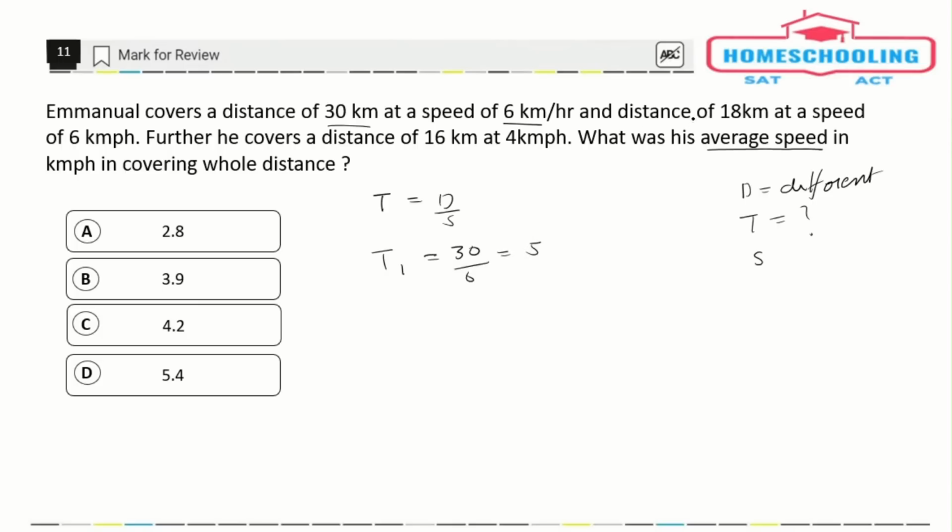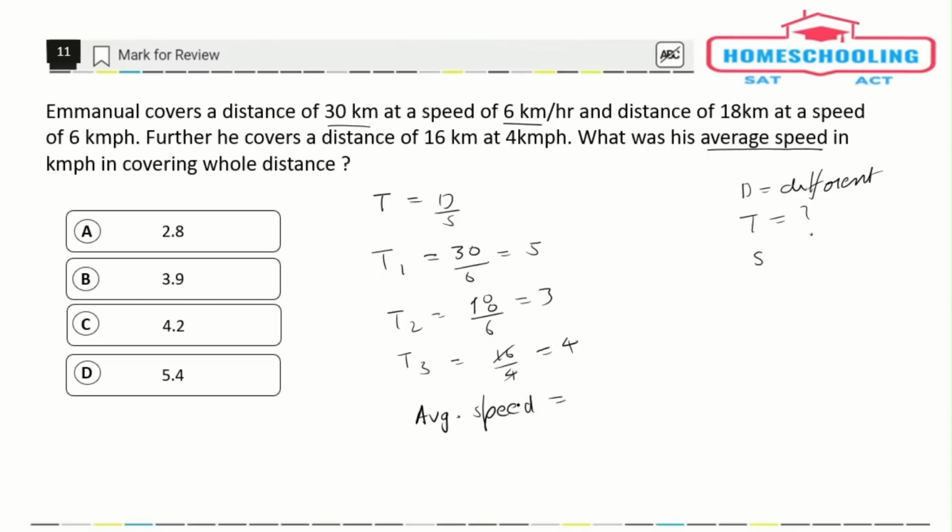So what is the time taken to cover the second distance at a speed of 6 kilometer per hour? So T2, let's take it as T2, 18 by 6. So 3 hours. Similarly, it covers another distance, 16 kilometer at a speed of 4 kilometer per hour. So 16 by 4, that would be how much? 4 hours. So now we have to find the average speed.